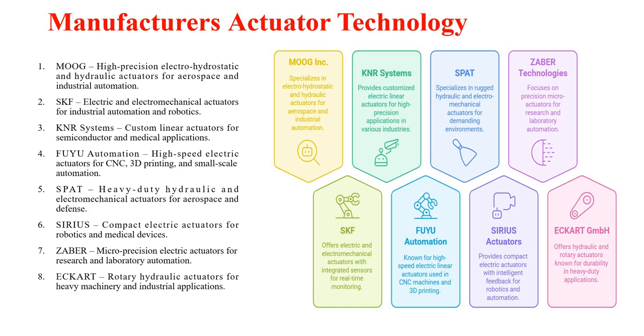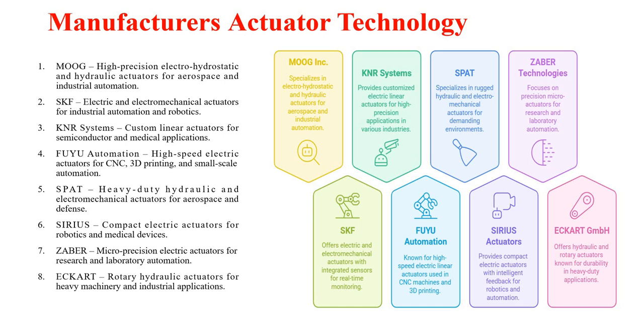They produce electric and electromechanical actuators used in industrial automation, robotics, and automotive. Then you have KNR Systems, which produces electric linear actuators and motion and control systems used in industrial automation, semiconductor manufacturing, and medical devices. Then you have FUYU Automation, which produces electric linear actuators and robotic automation components, used in industries like CNC machines, 3D printing, and semiconductor equipment.